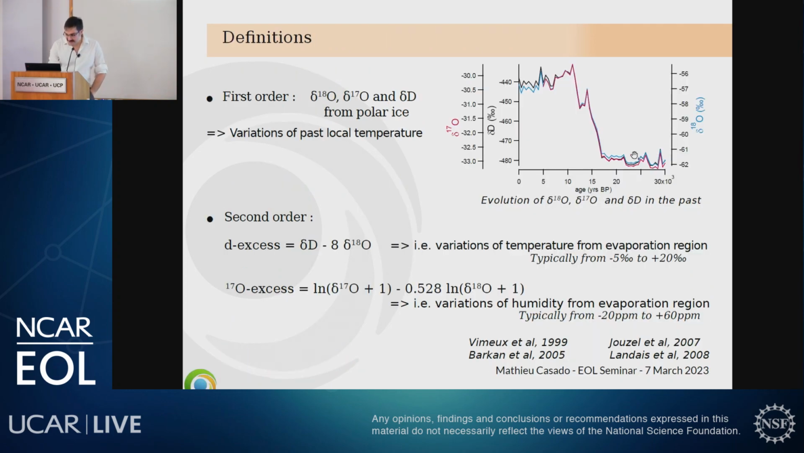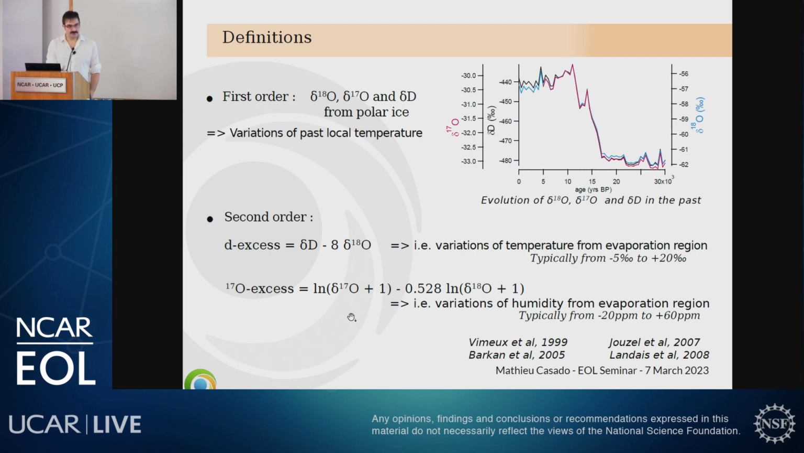Then you can still see that there are some very small variations between those three curves. So some second order parameters were defined. I will mention a bit more the DXS than the 17OXS in this seminar, but I use both on a daily basis. The DXS is defined as delta D minus 8 times delta 18O, and usually it's used to reconstruct variations of temperature, but from the evaporative regions. And the 17OXS is used as a proxy of humidity from those evaporative regions.